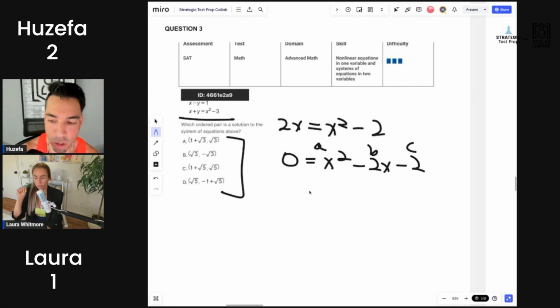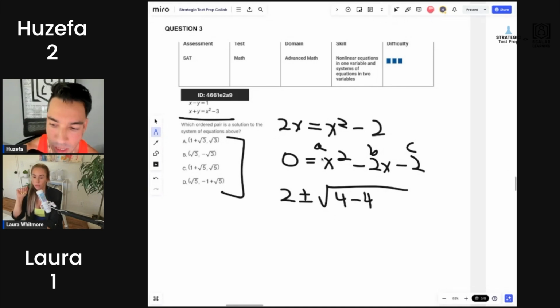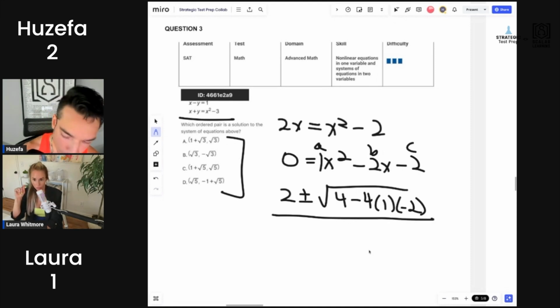So that's A, B, and C. Quadratic is negative b, which in this case is 2, plus or minus square root of b squared, which is 4, minus 4 times A, which is that invisible 1, times C, which is negative 2, all over 2A. 2 times 1 is 2.